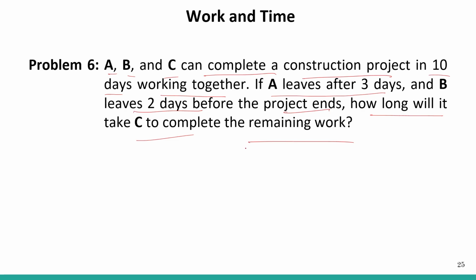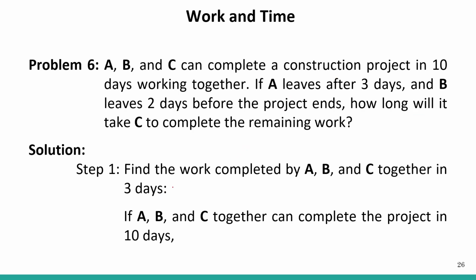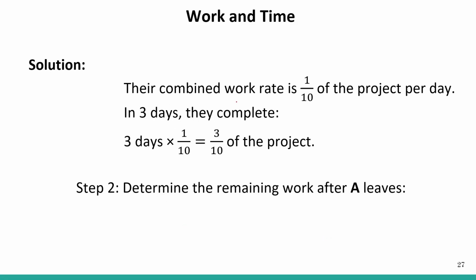If A leaves after 3 days, let's find the work completed by A, B and C together in 3 days. They complete the project in 10 days, which is given data. So their combined work rate is 1 by 10 of the project per day. If A's work rate is 1 by X, B's is 1 by Y and C's is 1 by Z, this is equal to 1 by 10, right? So in 3 days they complete 3 by 10 of the project.